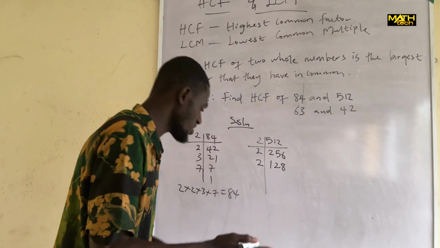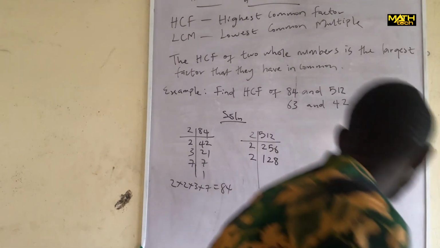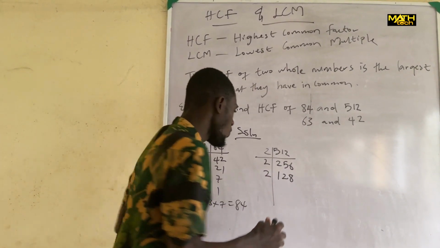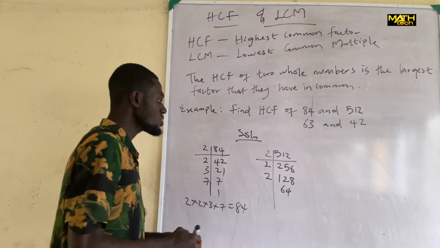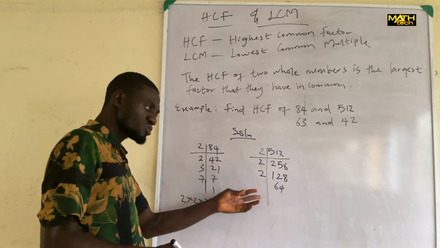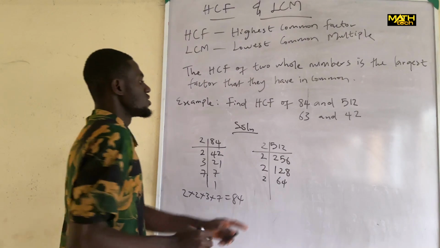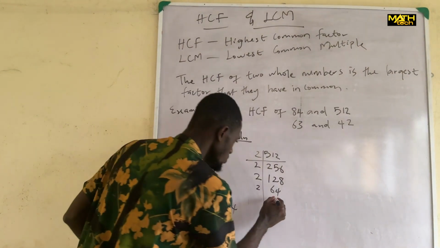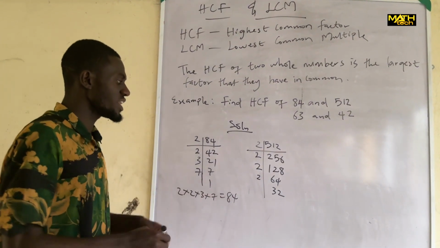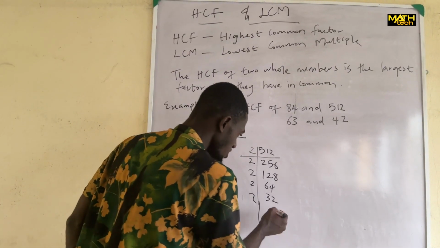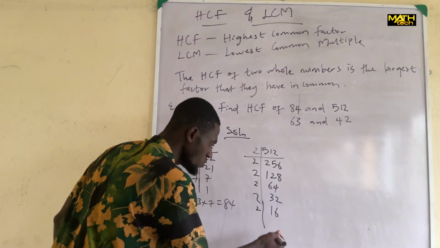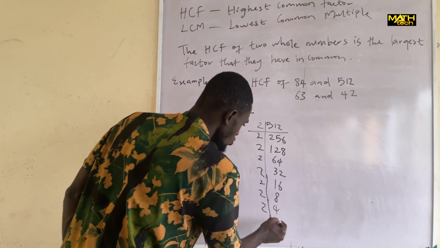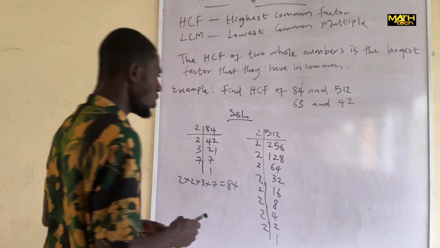This will be 64. It's an even number, so 2 goes again. 64 divided by 2 will be 32. 32 divided by 2 will be 16. 16 divided by 2 will be 8. 8 divided by 2 will be 4. 4 divided by 2 will be 2. And 2 divided by 2 will be 1.